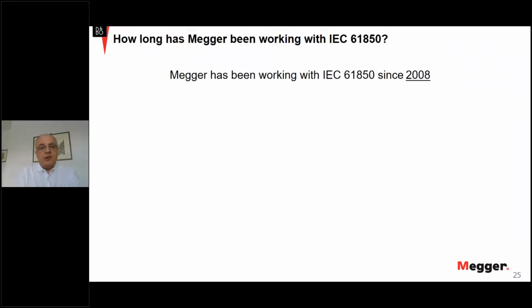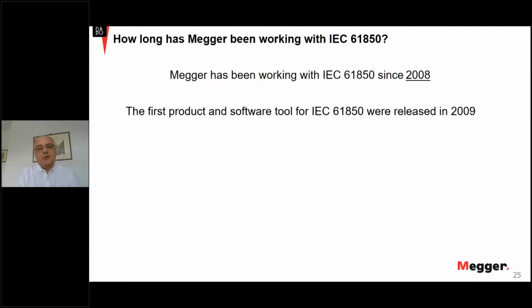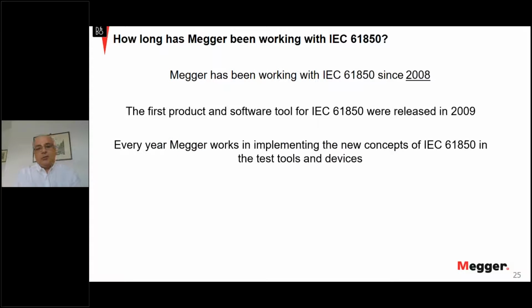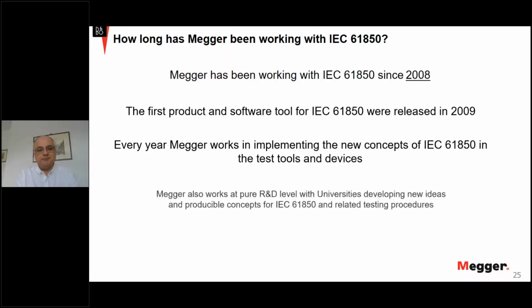Now 61850, how long have we been working with 61850? Well, since 2008, which is quite a lot of time. The first product and software tool developed for 61850 were released in 2009. Every year we work on implementing the new concepts of IEC 61850 in the test tools and devices that we have, because 61850 is alive, it evolves. Edition 1, edition 2, edition 2.1, all the new concepts must be implemented and carried on.